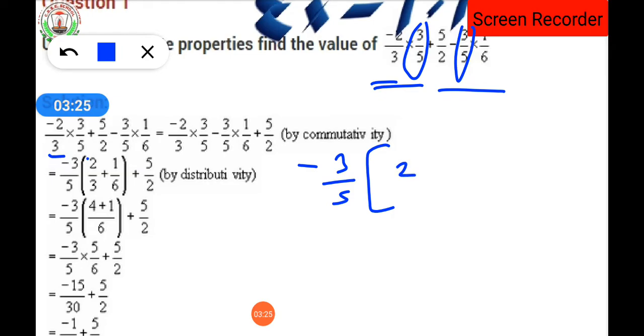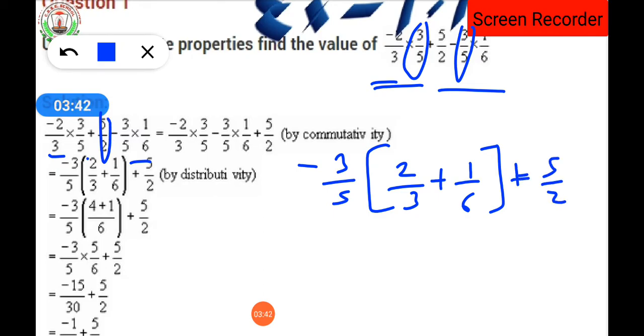So it will become positive 2 upon 3 plus what is the number left out here? Then 3 by 5 is taken out, so here 1 by 6. Then the second number is this one. So here it will be plus 5 by 2. Clear up to here? We had taken minus 3 by 5 as a common.